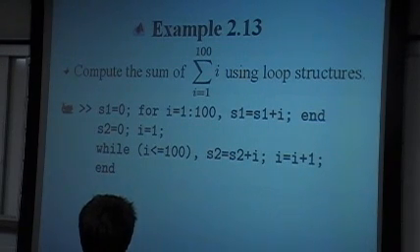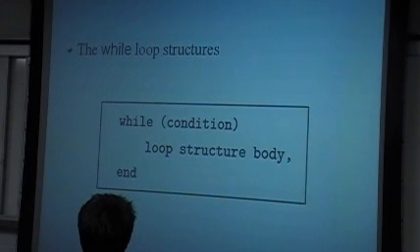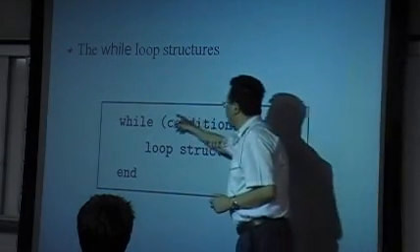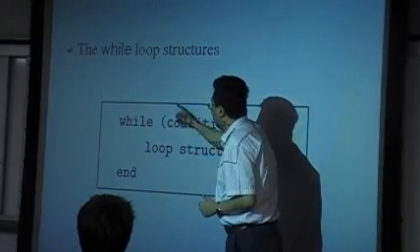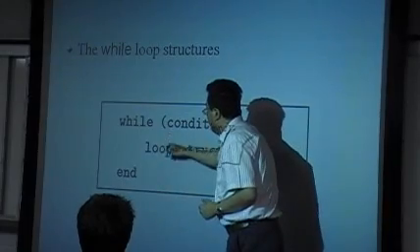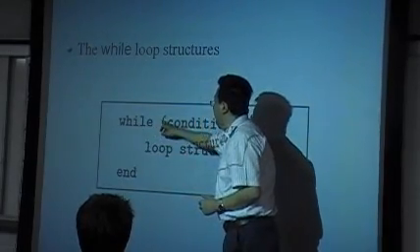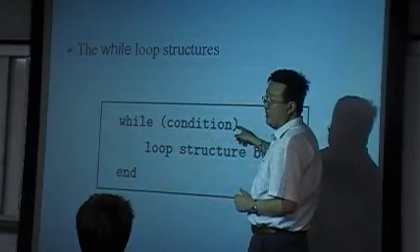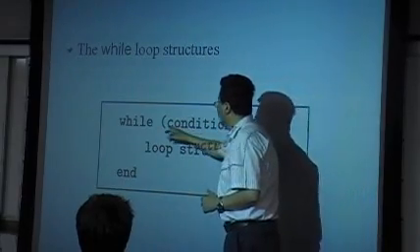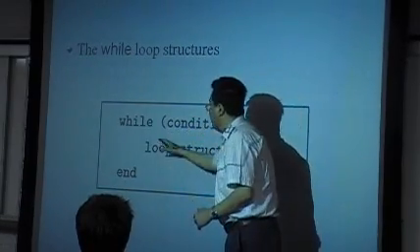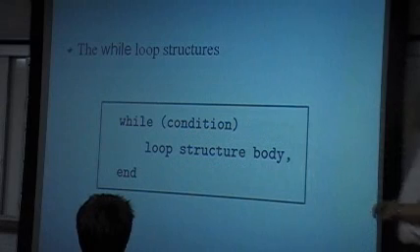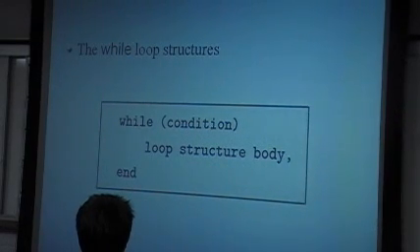So let's consider another structure, which is called the while structure. The while structure will test the condition. If the condition holds, then the loop will be executed once and go back to this point and test the condition again. Until the condition is not satisfied, then the loop will be terminated. So what's the difference between the two structures?